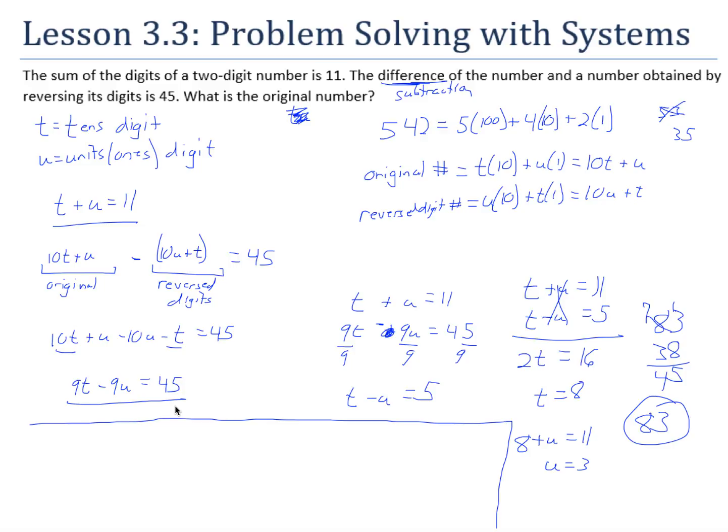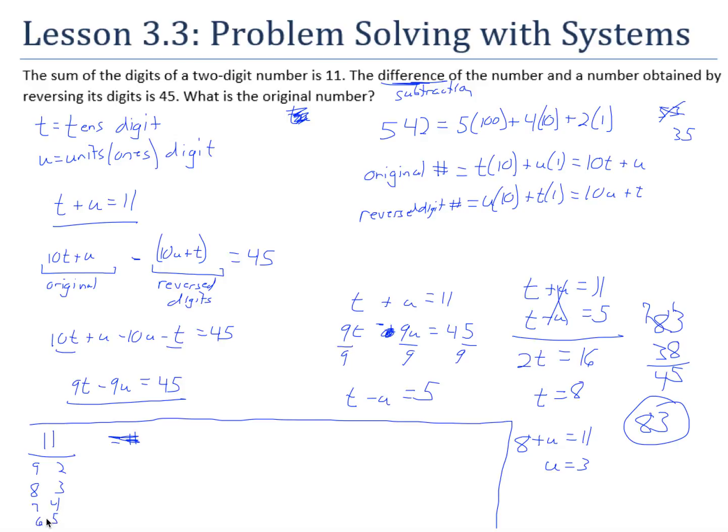Now, let's go back and think through this, maybe not with Algebra 2, but with a little bit of common sense here. The sum of the digits of a 2-digit number is 11. Well, we know 2 digits have to add together to equal 11. So let's not write it that way. Let's just say it's here. Our possibilities are 9 and 2, 8 and 3, 7 and 4, 6 and 5.